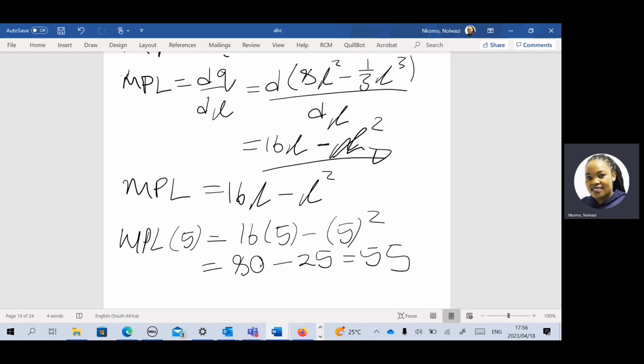Okay, so this means when 5 workers are employed per day, employing an additional worker will increase daily production at the rate of 55.